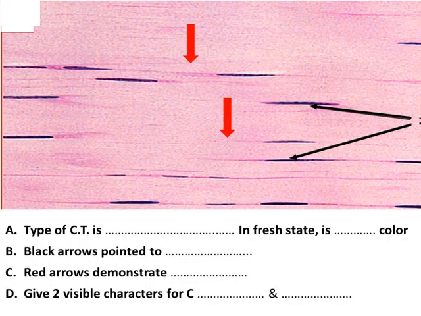This is the regular white fibrous connective tissue. It appears white in the fresh state. The black arrow points to the nucleus of the fibroblast or the fibrocyte that forms the collagen. The red arrow demonstrates bundles of collagen fibers, which are present in bundles, regular, and acidophilic.